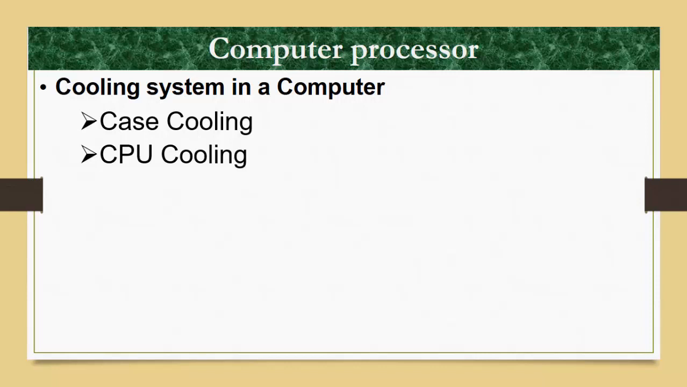We will have a discussion about both of them separately. The first one is case cooling. What's this, students? Do you have any idea about that? Okay, students, case cooling uses an air cooling system for the removal of heat from inside the case of the system. Air cooling is a common and cheap method of cooling.